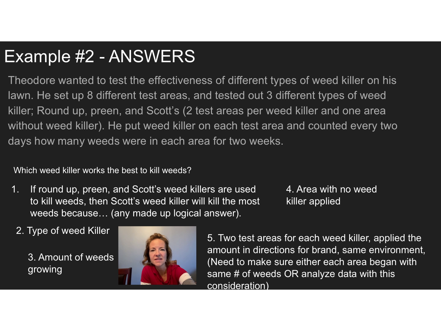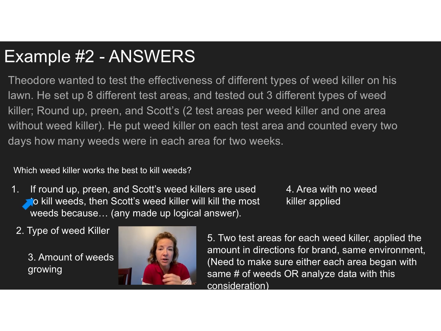Okay, so in this example, Theodore is really trying to figure out which weed killer works the best to kill his weeds. So what he does is he's got 8 different test areas, and he's gonna try out 3 different types of weed killer. He's got Roundup, he's got Preen, and he's got Scott's, okay? So your hypothesis. Of course, you don't know anything about these weed killers. So you're just going to make a guess, okay?